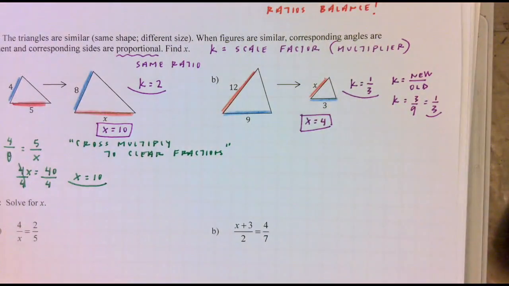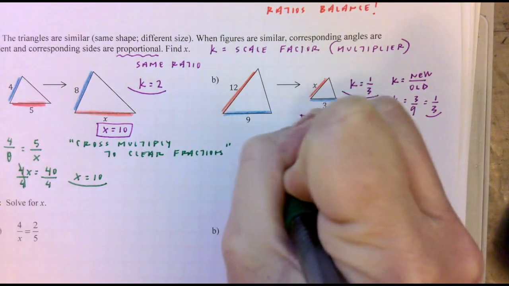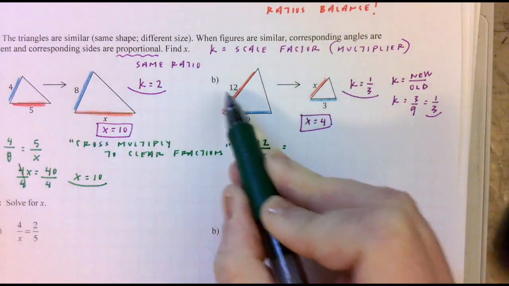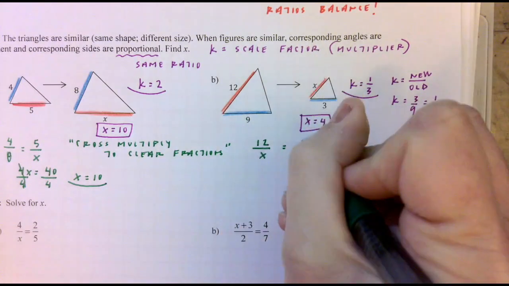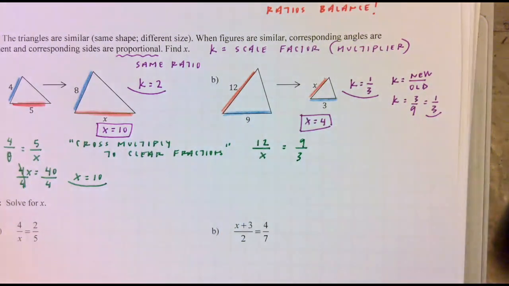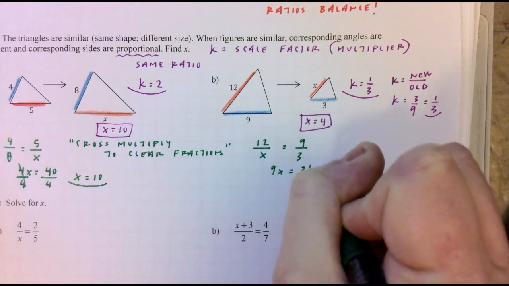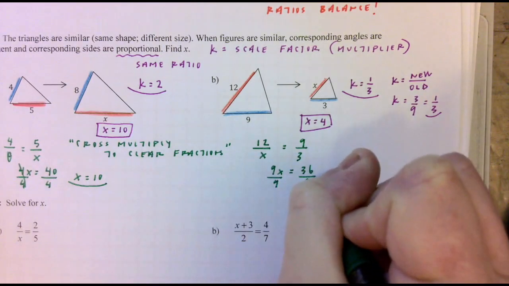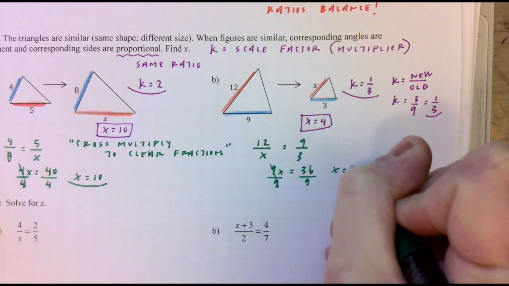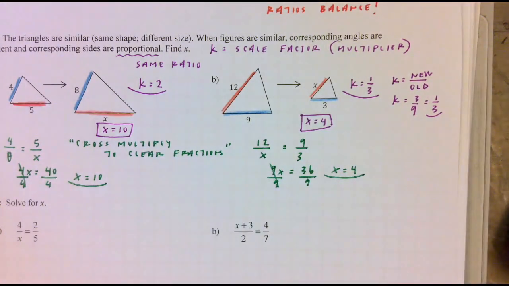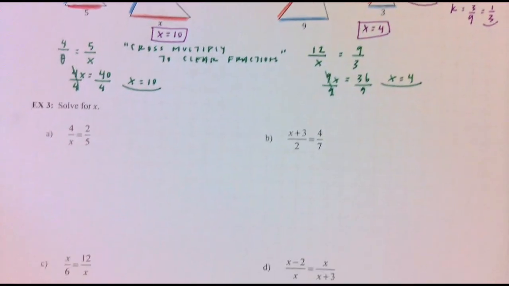So that's one method that you can use, and you can also build a proportion. You could say that 12 is to x, just as 9 is to 3. And if you cross multiply, you'd get 9x equals 36. And then divide by 9 and get that x is 4, a different way. So you can always build a proportion, or you can recognize the multiplier and do it that way. Either way is fine.